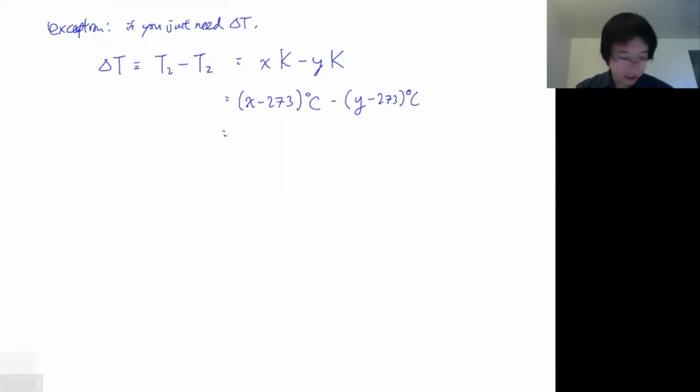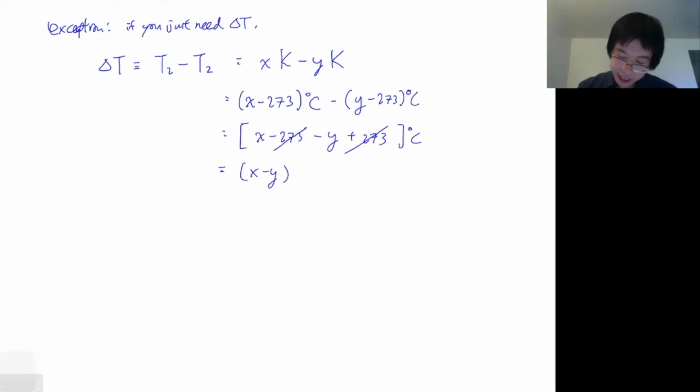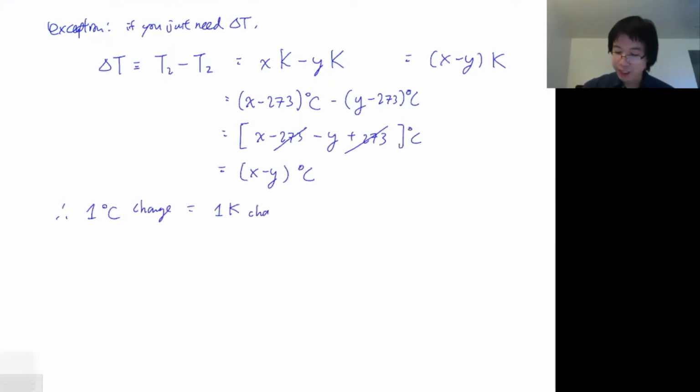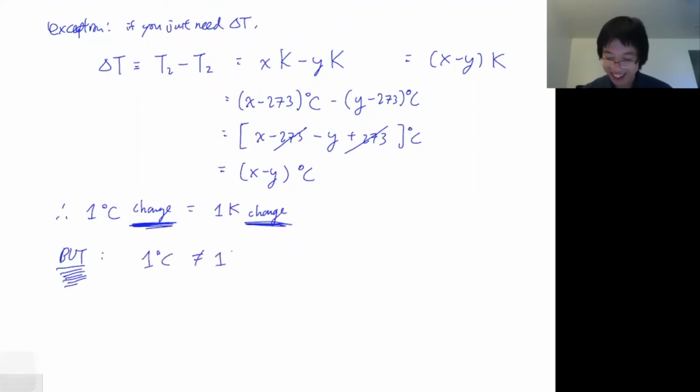Okay, so expand this out, right? Factor out the degrees Celsius. Now you have X minus 273 minus Y plus 273, right? So this cancels. Now you have X minus Y degrees Celsius. And you see that is the same. So the conclusion is a 1 degree C change is equal to a change of 1 Kelvin. But this is so important, the word change, because I can't emphasize this enough, 1 degree Celsius is not 1 Kelvin, okay? You know that, right? So this is the warning over there.